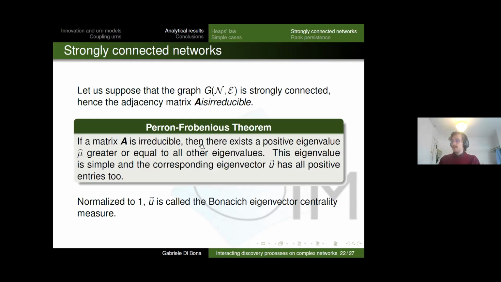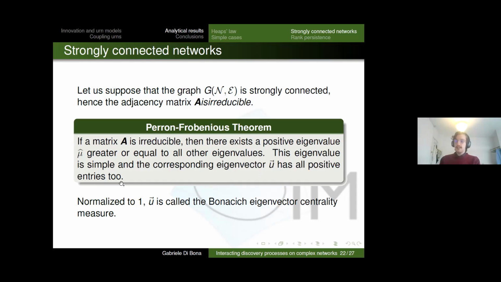This theorem applies to these irreducible matrices and tells us that there is an eigenvalue which is positive, and in its absolute value, it's greater than or equal to all other eigenvalues. So it's the maximum one. But not only this, it's also simple, so its multiplicity is equal to 1, and the eigenvector has all positive entries too.